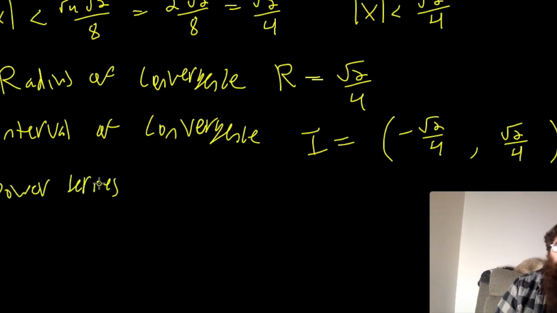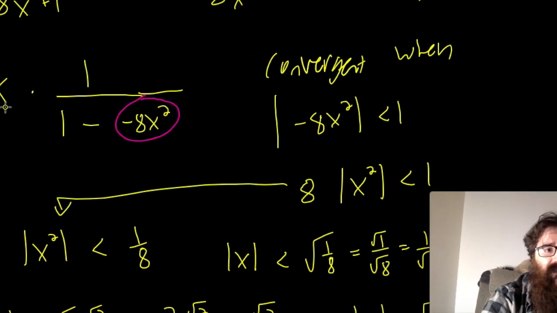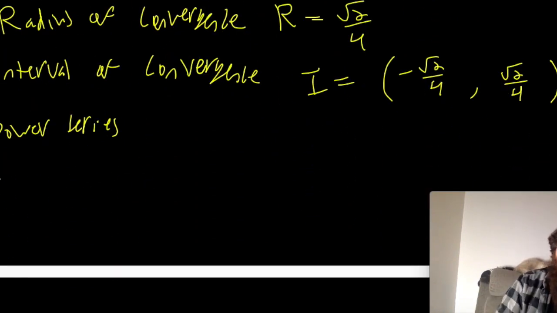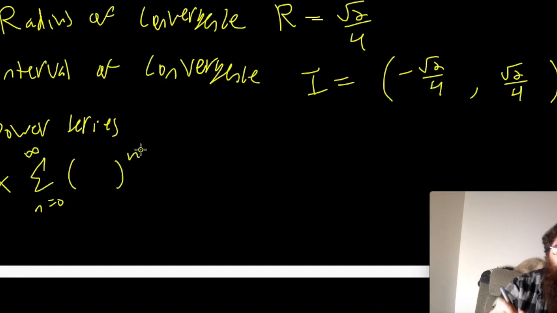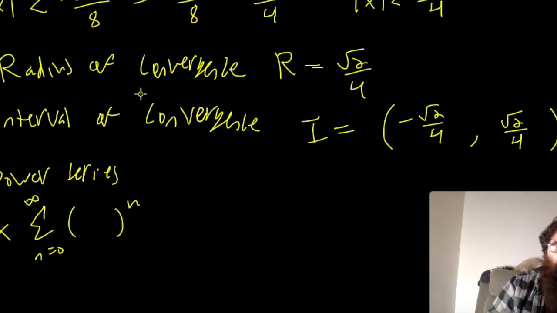Now I had a coefficient though. I don't want to forget about the coefficient when I do this. My coefficient was x, so it's going to be x times the sum from n equals 0 to infinity of stuff to the power of n. And what was the stuff? The stuff was negative 8x squared.